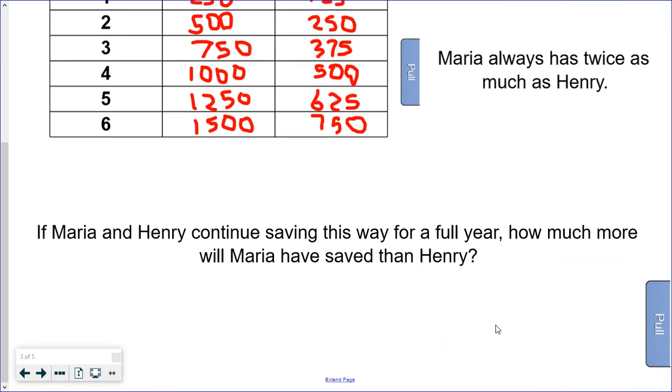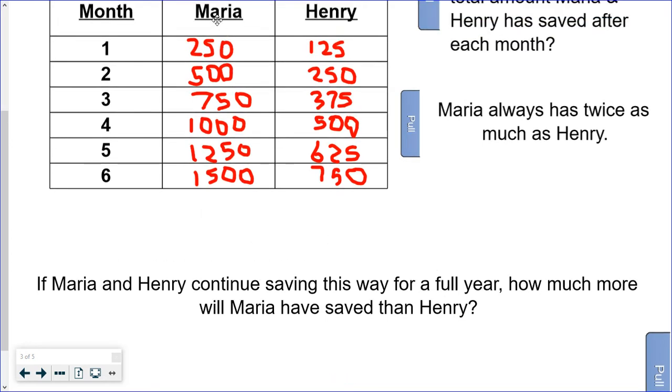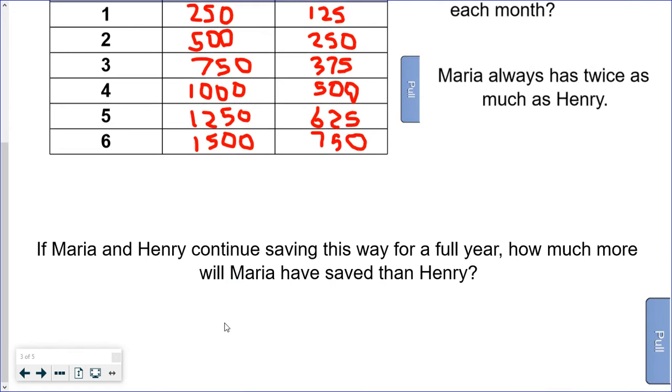Now, there is a little add-on to this question that says if Maria and Henry continue to save this way for a full year, how much more will Maria have than Henry? Well, here, we can come back up. I know that Maria has saved 1,500 in 6 months. That also leads me to believe that if I kept going and added on another 6 months, that's a full year, I can just take 1,500 and double that. Because if it takes her 6 months to get that much, it's going to take her another 6 months to get that much as well.